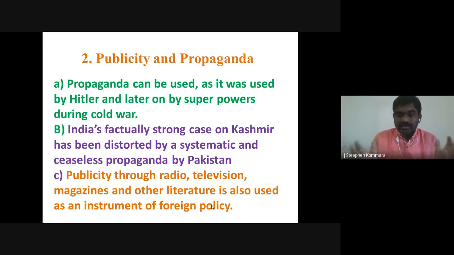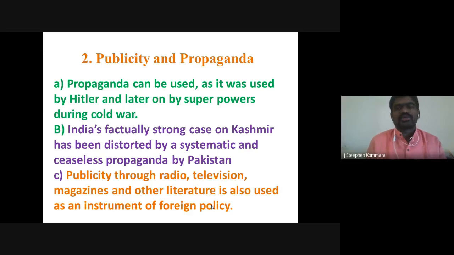So propaganda can be used as it was used by Adolf Hitler, Germany's president. This propaganda was used very effectively, and later on by superpowers during the Cold War between the USA and USSR, the superpowers in the world. For some decades there was a great happening around the world, that is the Cold War.